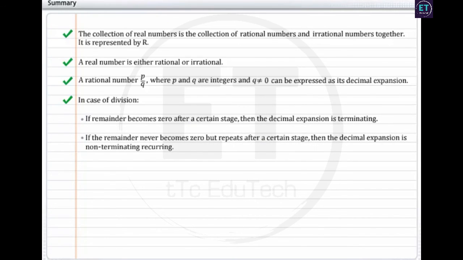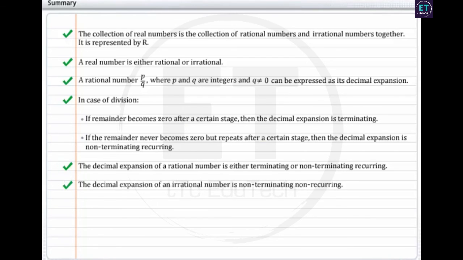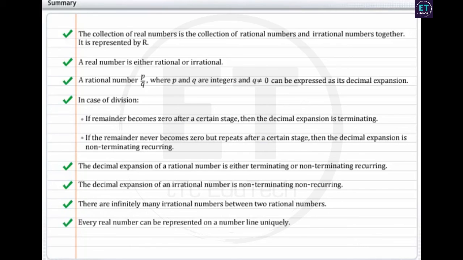If the remainder never becomes 0 but repeats after a certain stage, then the decimal expansion is non-terminating recurring. The decimal expansion of a rational number is either terminating or non-terminating recurring. The decimal expansion of an irrational number is non-terminating non-recurring. There are infinitely many irrational numbers between two rational numbers. Every real number can be represented on a number line uniquely.